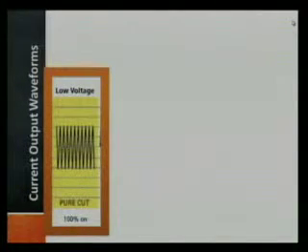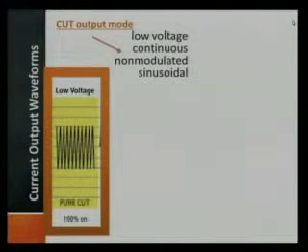They're really just describing the waveforms that are produced by the electrosurgical generator. So pure cut is a low voltage, continuous, non-modulated sinusoidal waveform that's produced by the generator. It is used in really two different ways.